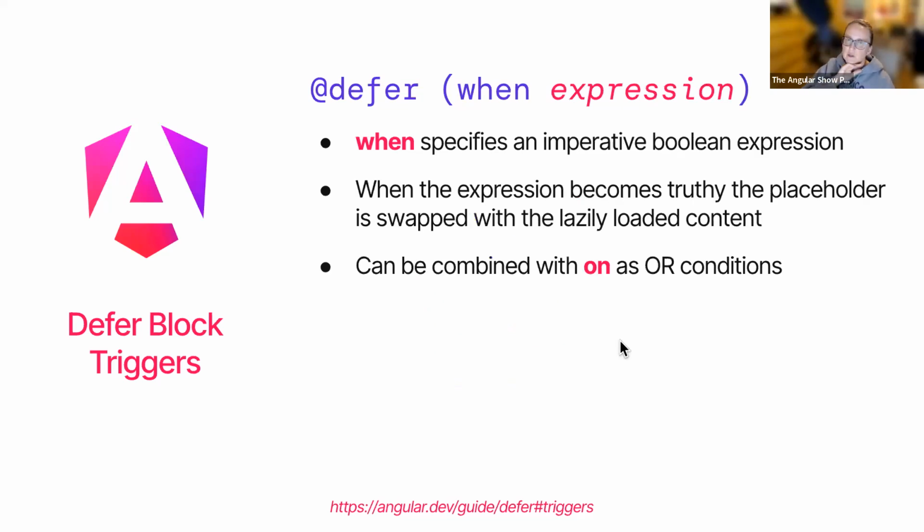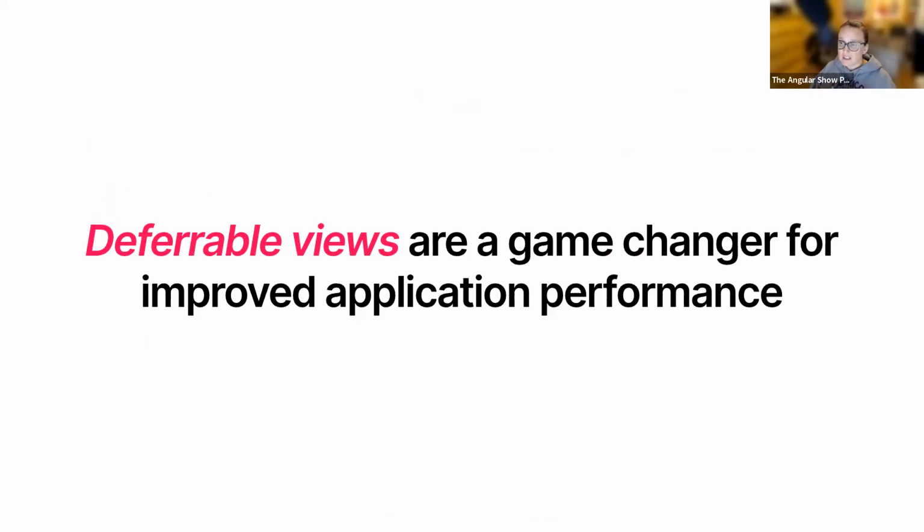In addition to that, the when can take in an expression that evaluates to a Boolean. So when the expression becomes truthy, the placeholder is swapped with the lazily loaded content. And then these when blocks can also be combined with ons in an or state. So deferrable views are really a game changer for improved application performance because you can really pick out which parts of the app load, when they load, and under what conditions they load. And it's really pretty unique in the JavaScript landscape.